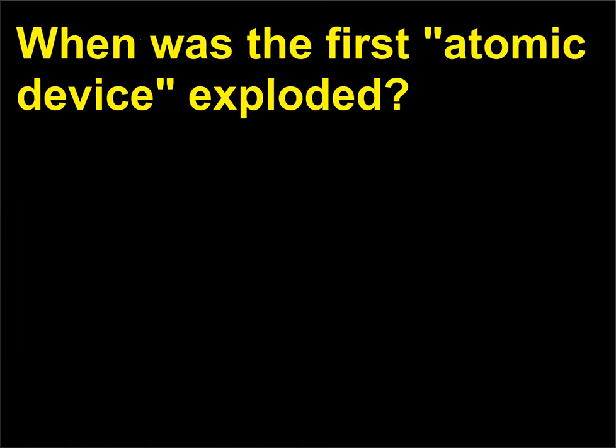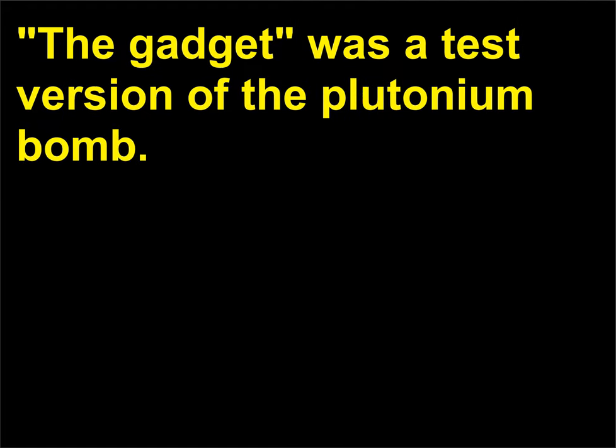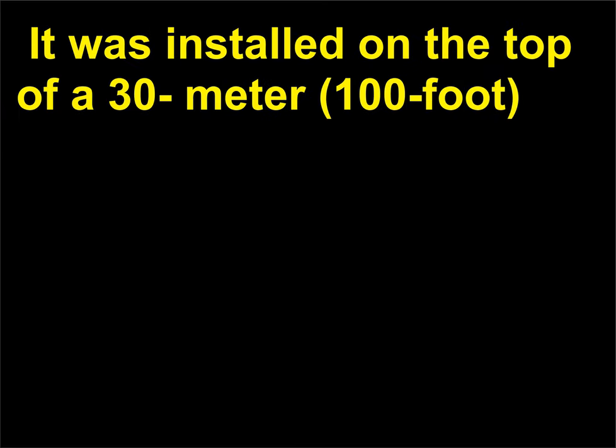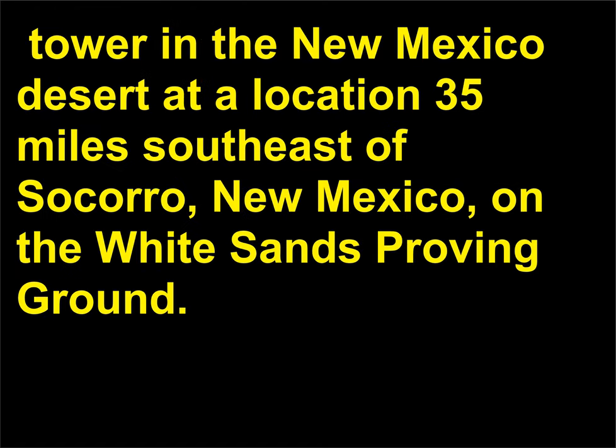When was the first atomic device exploded? The gadget was a test version of the plutonium bomb. It was installed on the top of a 30-meter, 100-foot tower in the New Mexico desert at a location 35 miles southeast of Socorro, New Mexico, on the White Sands Proving Ground.